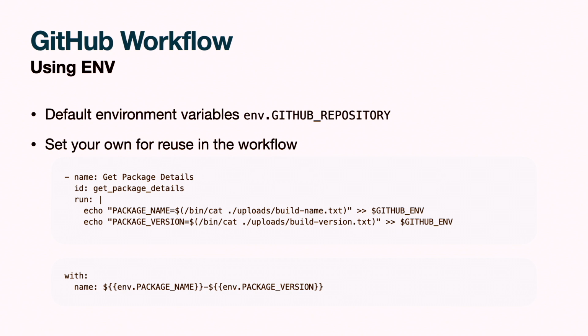We're also using the GitHub environment. So there's a whole bunch of default environment variables that are created for you by GitHub Workflows. A good example would be GITHUB_REPOSITORY, which will give you your org name/repo name. That could be super helpful.